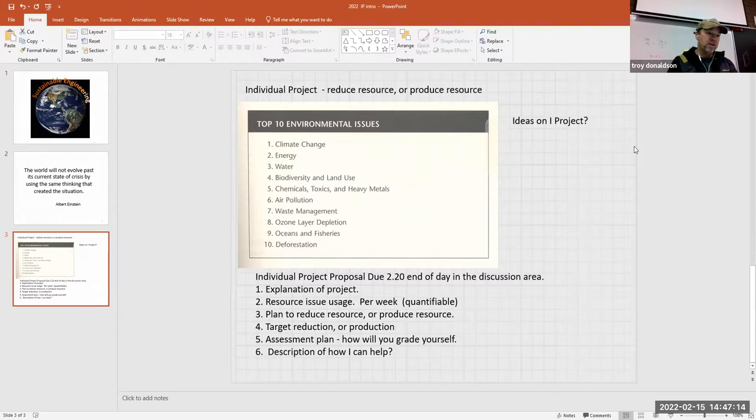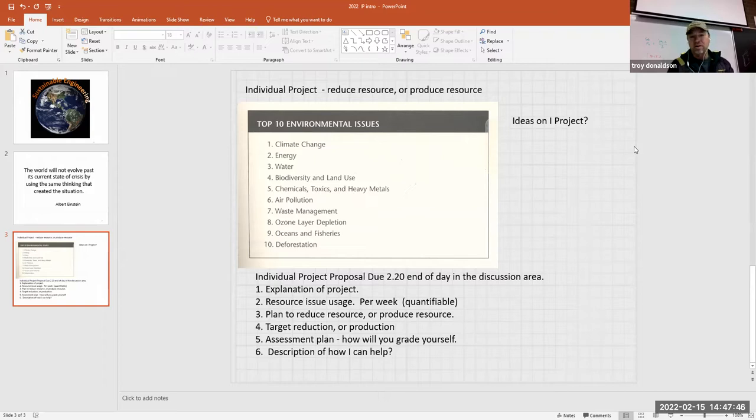But I do say in here that it can be a plan to, bullet number three, a plan to reduce a resource or produce a resource, okay? And what I want it to be, if we can get this, is quantifiable, which means you've got to have a baseline of what you currently are doing. Now, if your plan is to reduce water and your home is on a water meter, then you have the data, boom. So that part's done. You have to collect it still and present it, but you have the data.